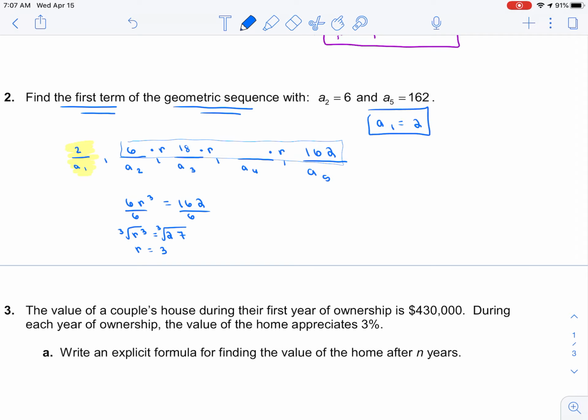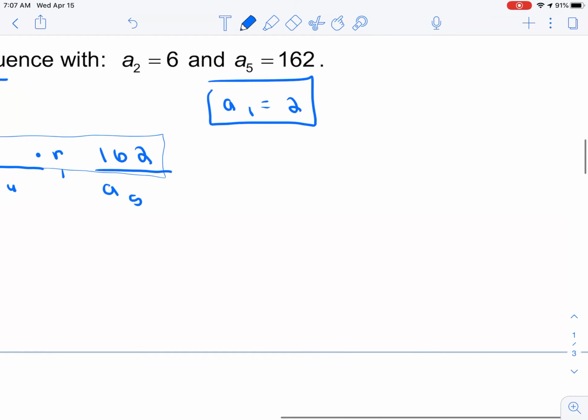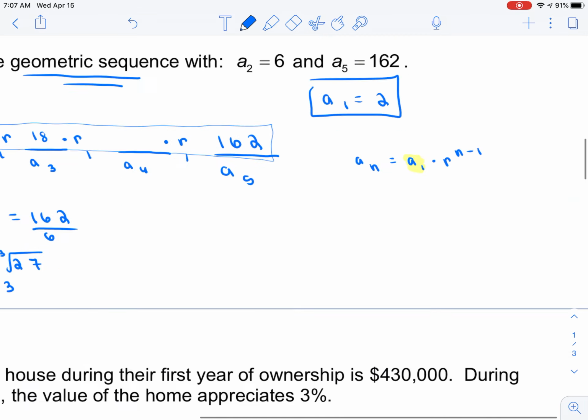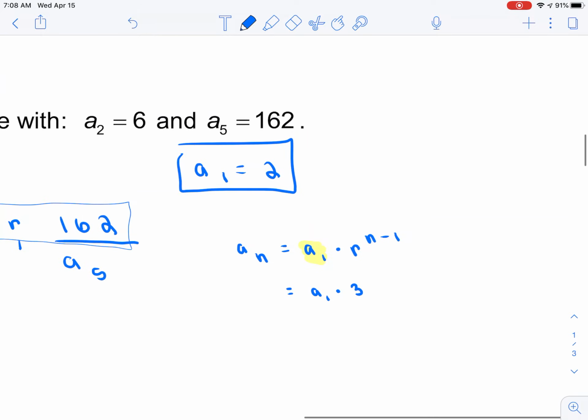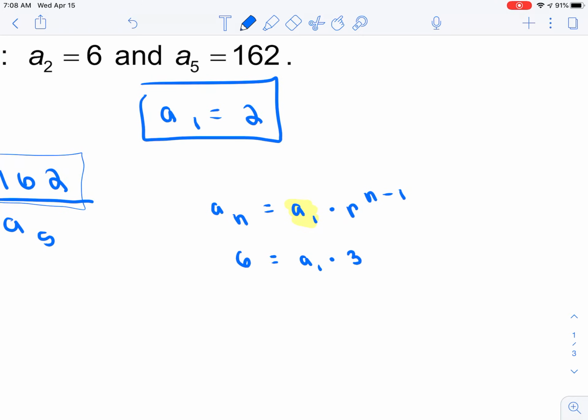But let's just say they gave you the 27th and the 50th term, and then they said find the first term. Second option is you could also write a rule: a sub n equals the first term times the common ratio to the n minus 1. And if you want to find that first term, you can just fill in that common ratio you just found of 3. So we can rewrite this as a sub 1 times 3, and then use one of the givens. If I know that the second term is 6, I can fill in a 6 and then a 2, and then I can solve this.